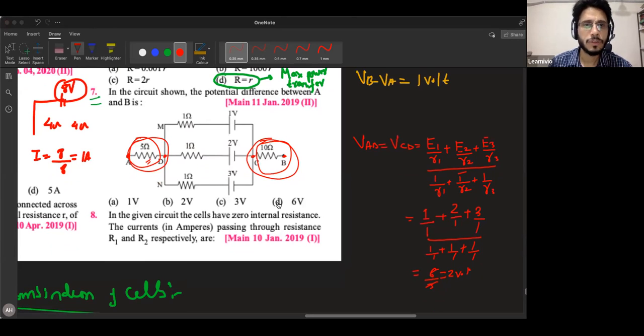Okay, the types of circuits are almost over. Okay, now you know how to solve the circuits. Now let's do RC circuits, when you have a capacitor along with a resistor.